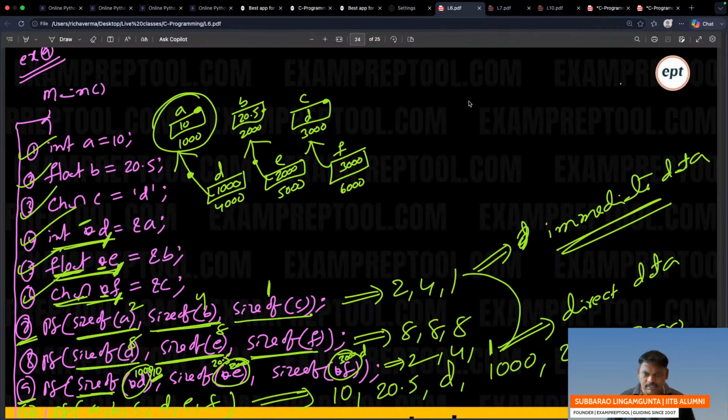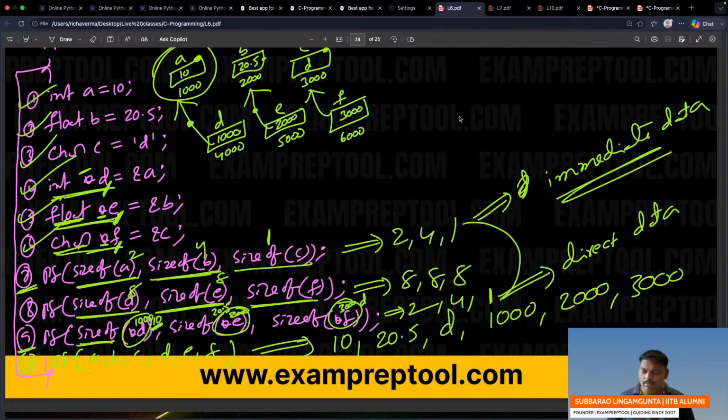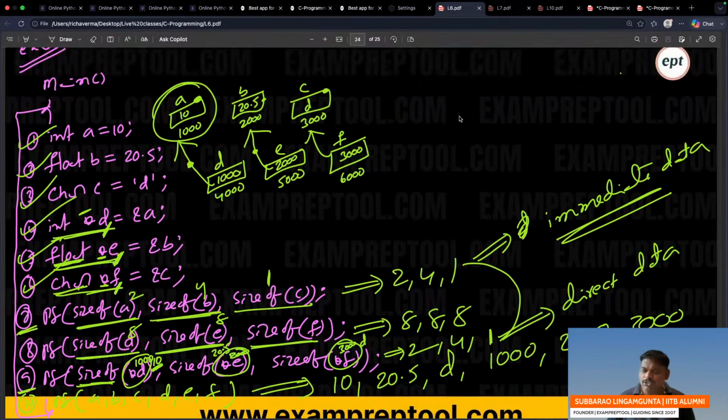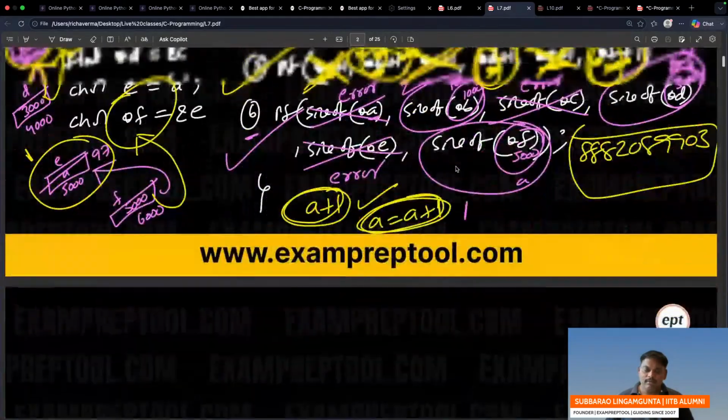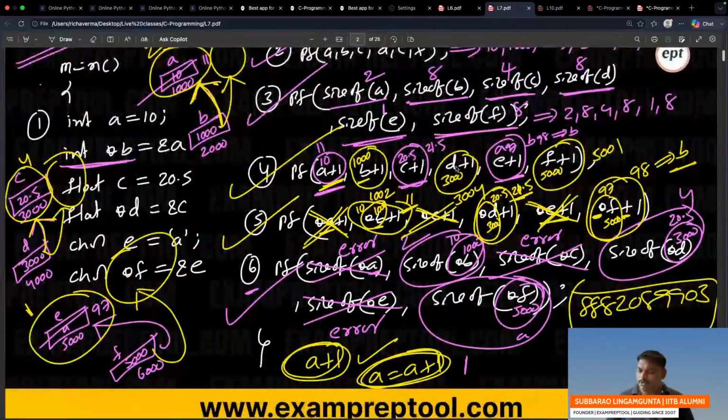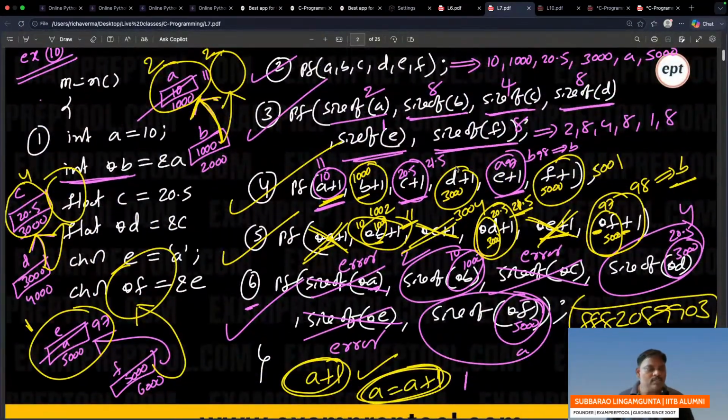Anyhow, let's discuss here. Question number 9. Is it the last problem we stopped? I think it is the last problem we did. Where is that coder guy, yaar?